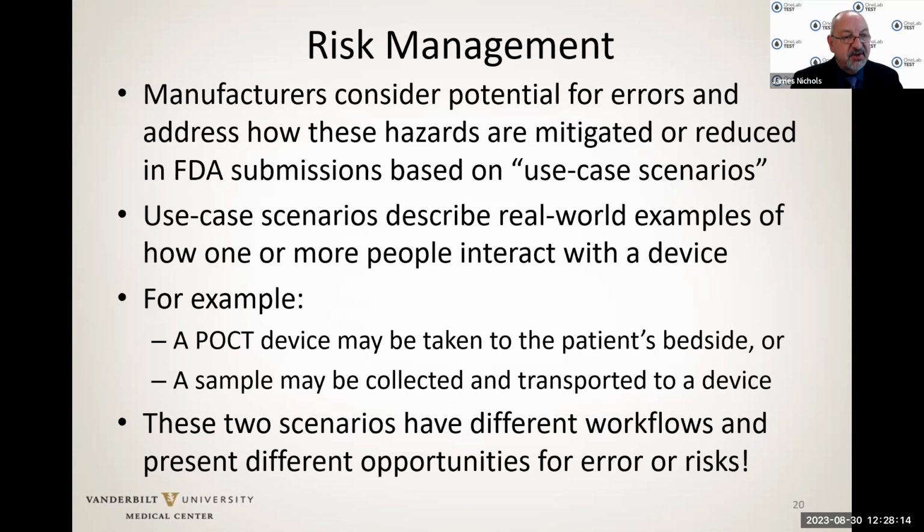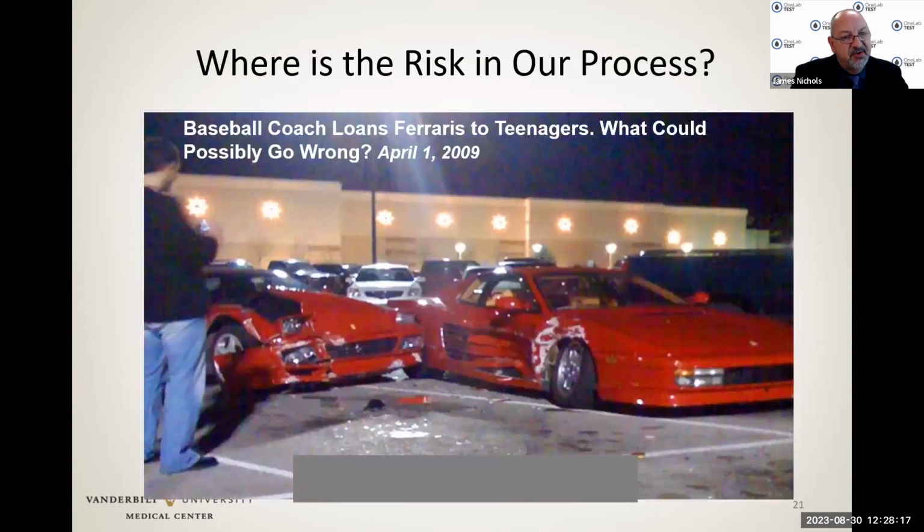These are some of the considerations as you go through a risk assessment that you need to consider. I come back to just common sense here. I love this news article, and this was a headline in a mid-America city where it said, baseball coach loaned Ferraris to teenagers. What could possibly go wrong? And I like that because we all have seen Fast and Furious, and I think all the kids have seen it as well. So when you give them very expensive cars and they speed around without a lot of experience driving, of course they're going to crash these cars.